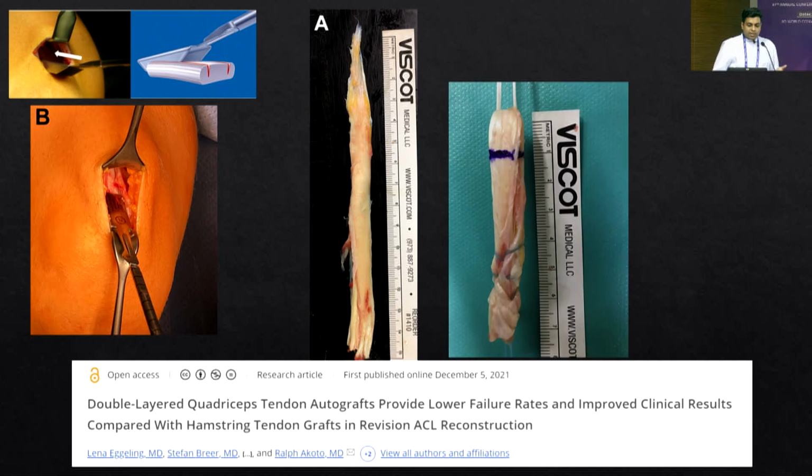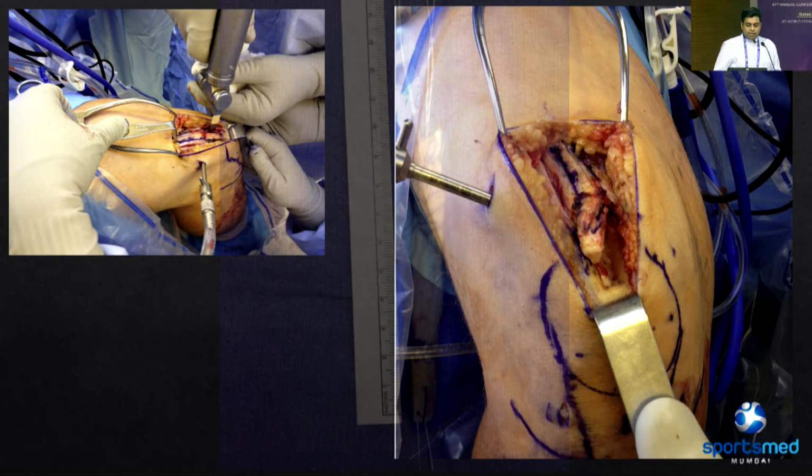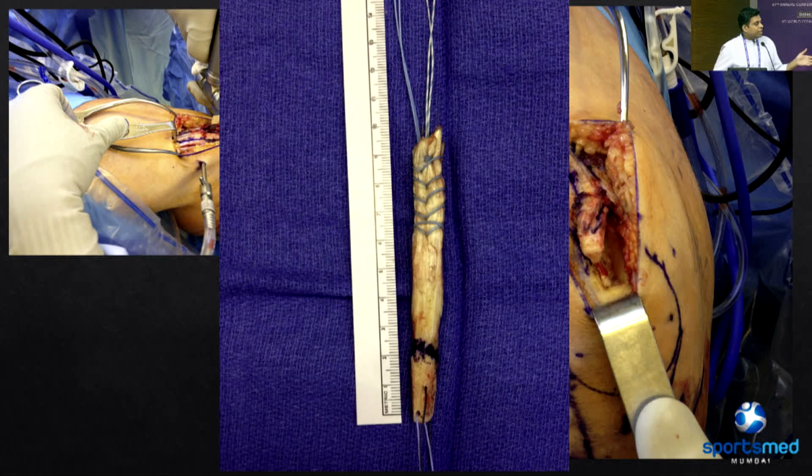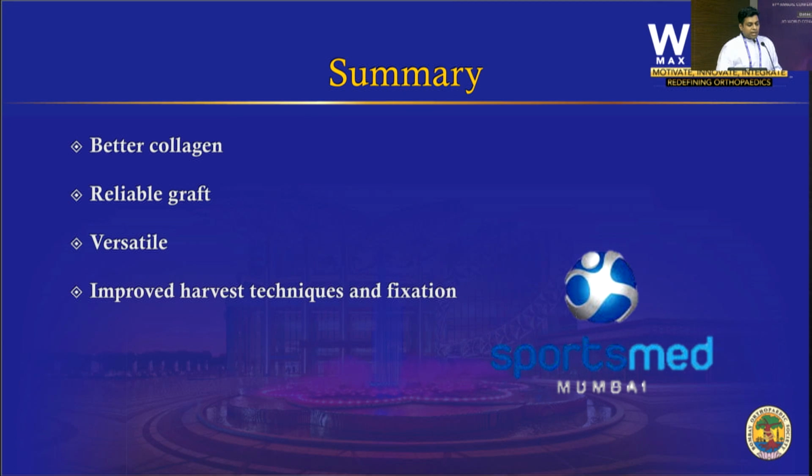These are some other techniques that have been described in literature, but just to sum up in conclusion, this is the bone patellar tendon bone plug with quadriceps tendon. The issue with this is the patellar fractures which we come across. So in summary, this central quadriceps tendon option is a better collagen. It is a reliable graft. It has versatile options, and improved harvest techniques and fixation has made it our primary choice in many cases. Thank you.